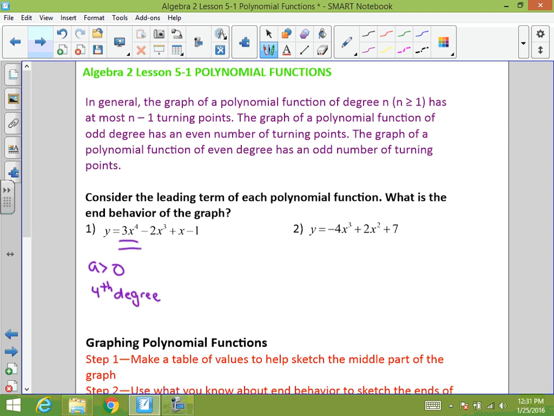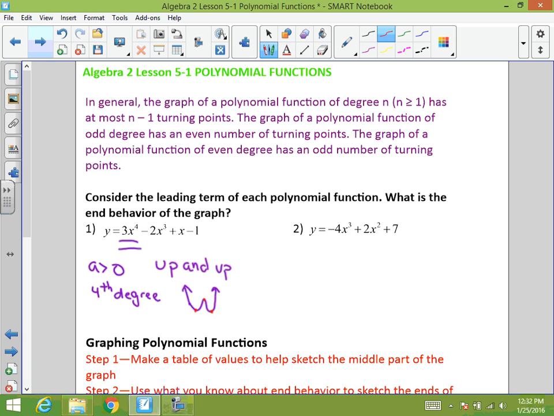And I know my a is greater than 0, so I know it's going to end up and up. So what is the end behavior of the graph? The end behavior of the graph is up and up. So in other words, the graph goes up on both ends, and it could look like that. It can have at most 3 turning points, and this one would have 3 turning points, 1, 2, and 3. This would be a turning point, this would be a turning point, and that would be a turning point. So the graph looks something similar to that.